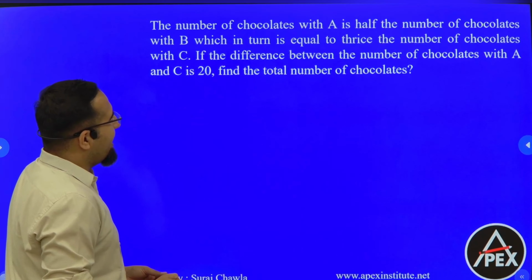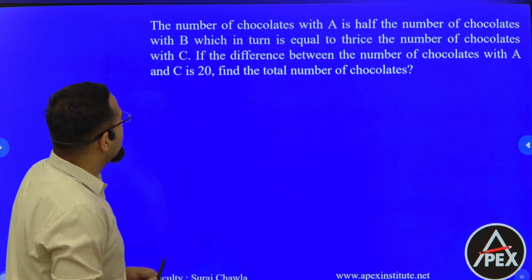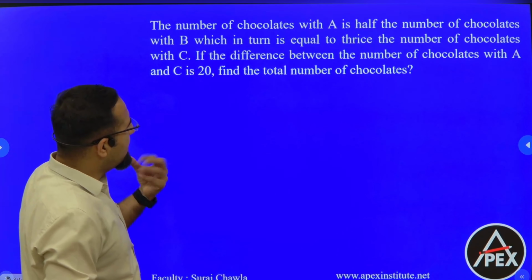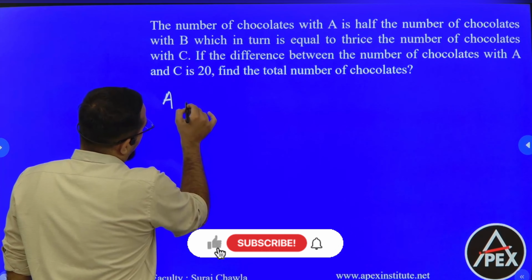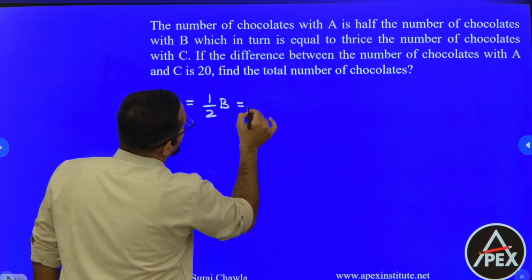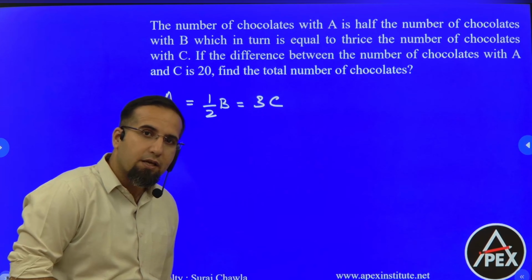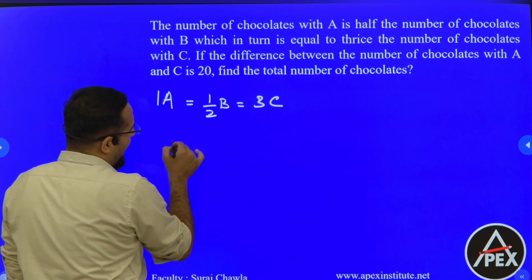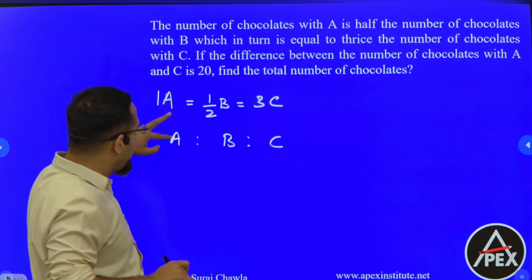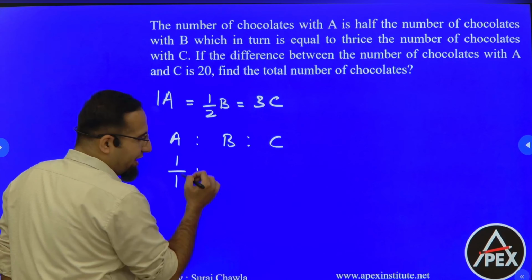Now the number of chocolates with A is half the number of chocolates with B, which in turn is equal to thrice the number of chocolates with C. मतलब हमारे पास equal to sign है. अगर equal to sign दिया हुआ है, we have already learned कि इनका ratio क्या हो जाएगा guys? इनका ratio हो जाएगा inverse of the coefficient. अब इस coefficient को inverse करेंगे तो ये 1/1 ही रहेगा.